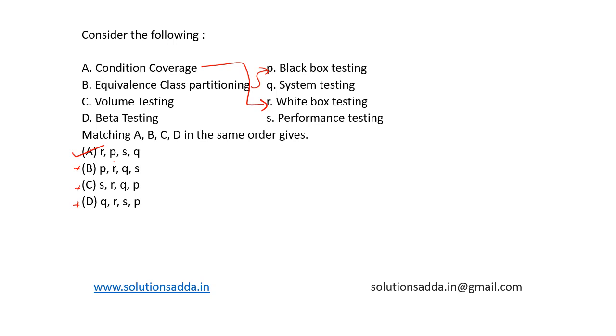Now option C, that is volume testing. In volume testing, it checks the system performance with increasing the volume of data in the database. This is actually a type of performance testing. So C is mapping to S. This is also correct. Beta testing. Beta testing is a kind of system testing that is done at the customer site to validate the usability and the functionality. So it is a system testing. So D is mapping to Q. So based on the options, A is the correct answer here.